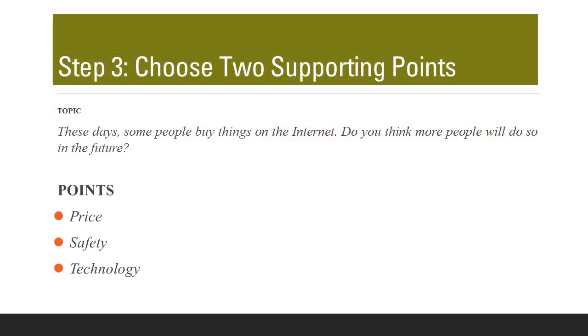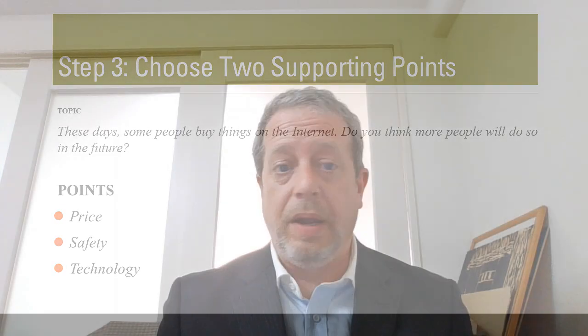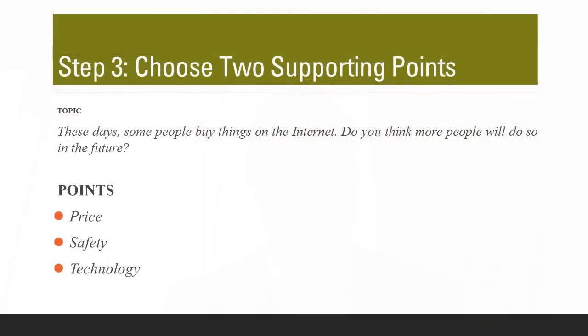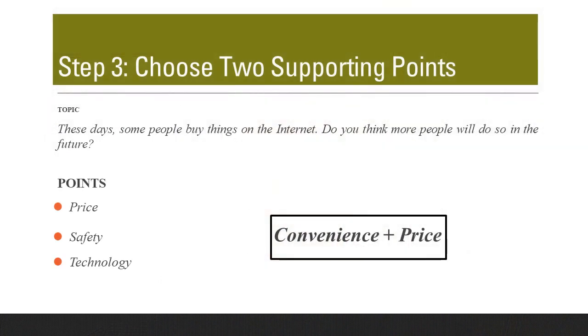So when I look at the points, I see price and yeah, that looks like a good one. There's some good ideas that you can write about price of online goods and how it might be better than in shops. So yeah, price looks really good. Safety. I don't have a lot of good ideas on safety. Let's move on to technology. I don't like the last 2 so much. So you know what? I'm going to just use my own idea. Convenience. Okay. So price and convenience are the 2 that I'm going to choose for the sample answer.